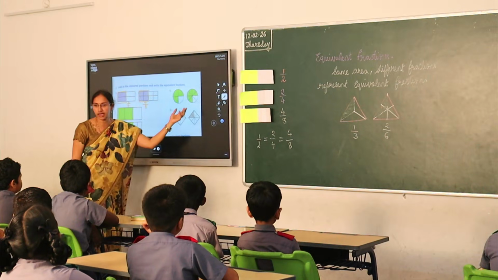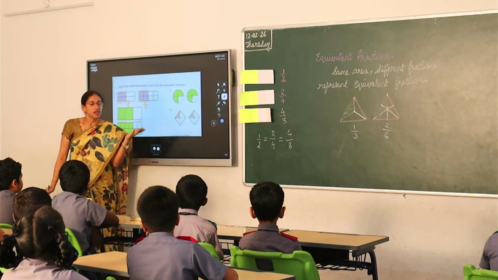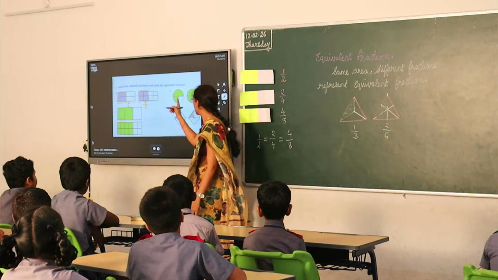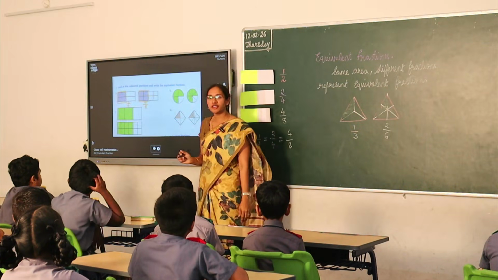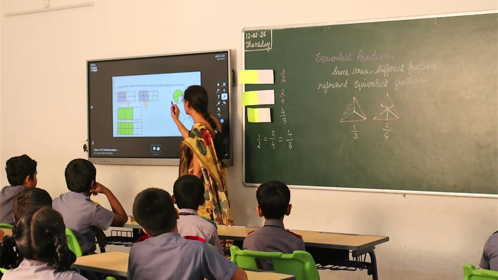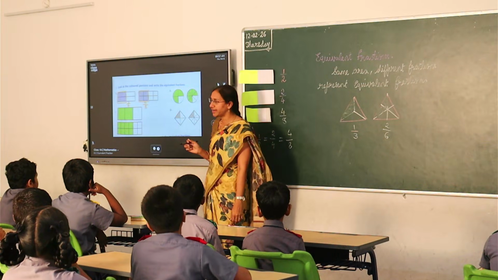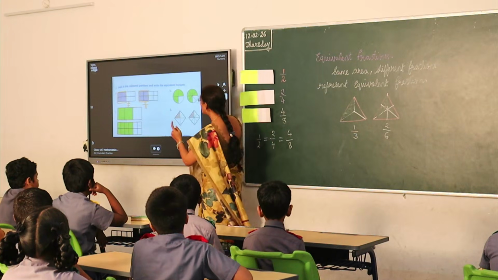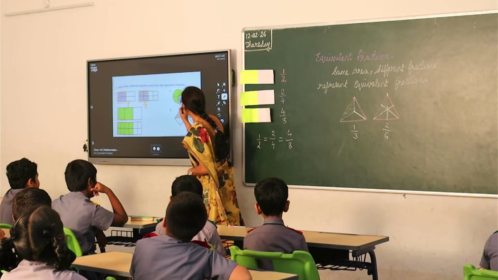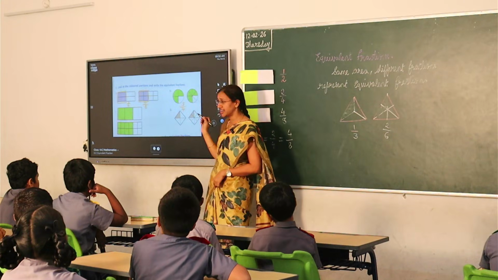Here are two circles. Same, they were divided into different equal parts, shaded in different parts. Just see the first one. Into how many parts is the first circle divided? 4 equal parts. Out of these 4 equal parts, how many parts are shaded? 3. So what fraction does the shaded part represent? 3 by 4.